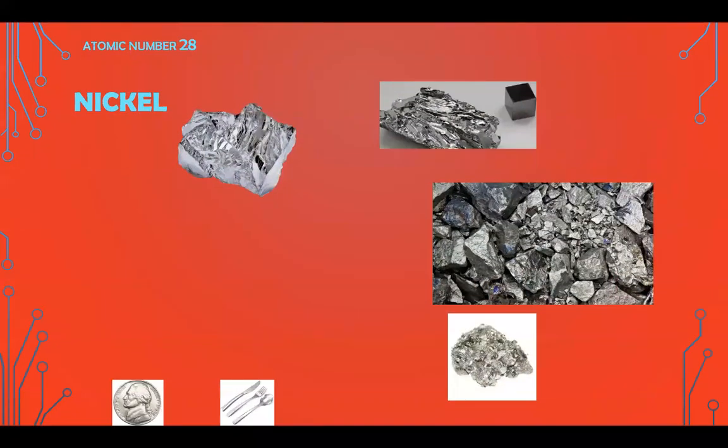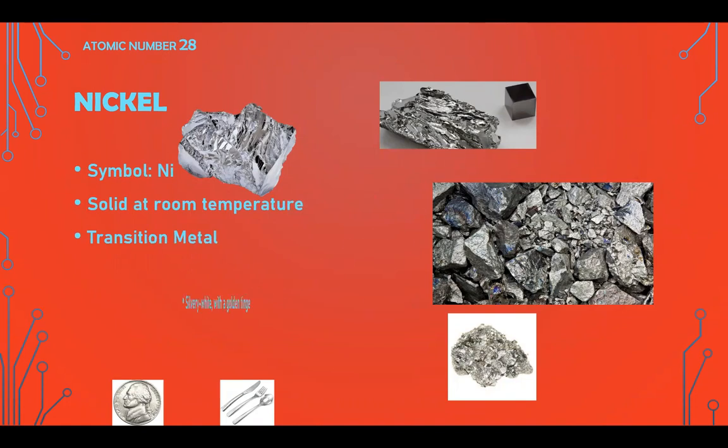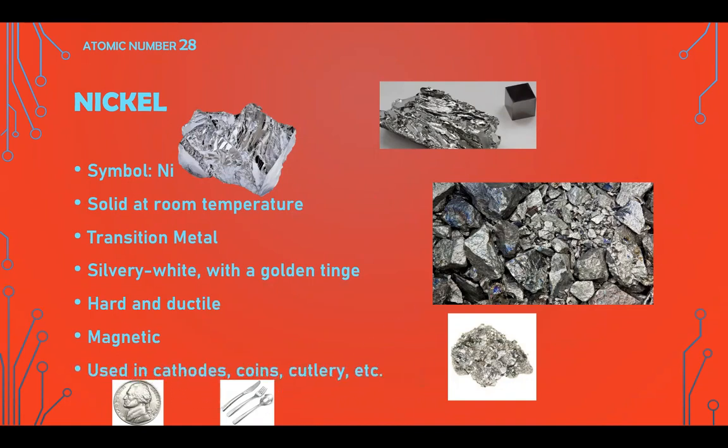Now we come to nickel with the symbol of Ni. It's a solid at room temperature. Nickel is a transition metal. It is silvery white with a goldenish tinge. Nickel is hard and ductile. It is having a magnetic property, just like iron and cobalt, and is the last of the elements to have a ferromagnetic property as of now. Nickel is used in cathodes, coins, cutlery, etc.